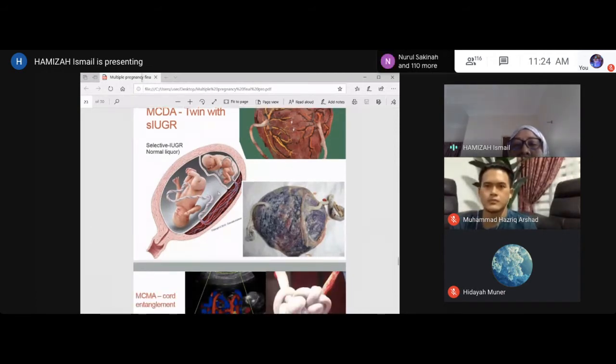It can also have anastomosis, and the anastomosis will determine the type of SIGR. The worst outcome is for type 2, not type 3. Type 2 has the worst outcome, usually with a high neurological defect in one of the twins.